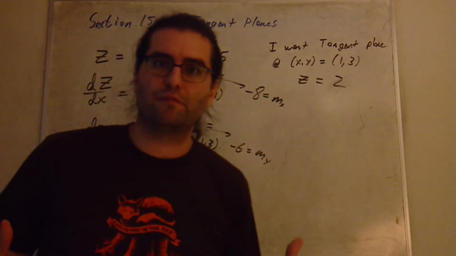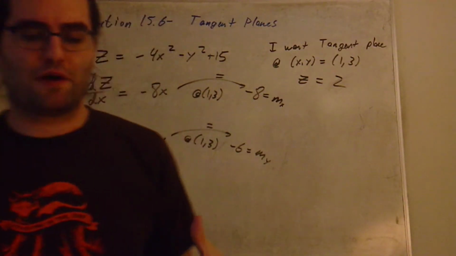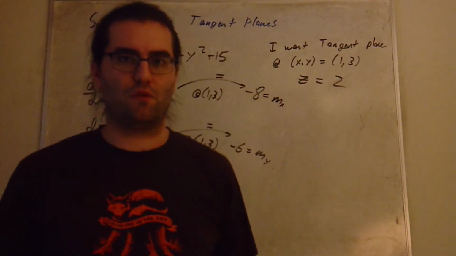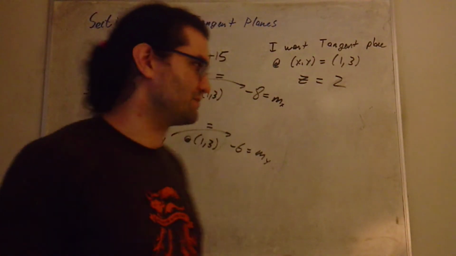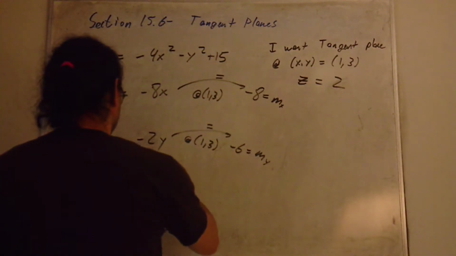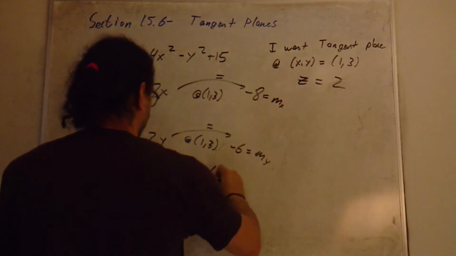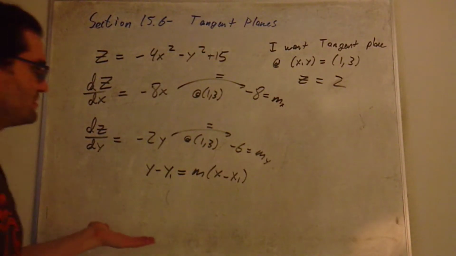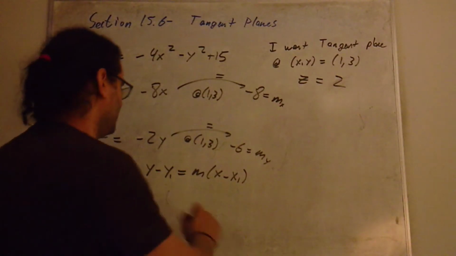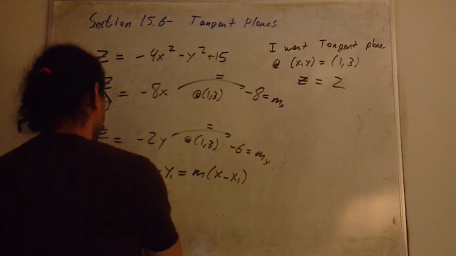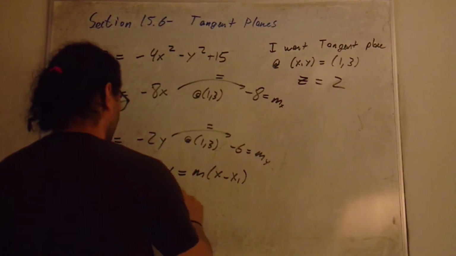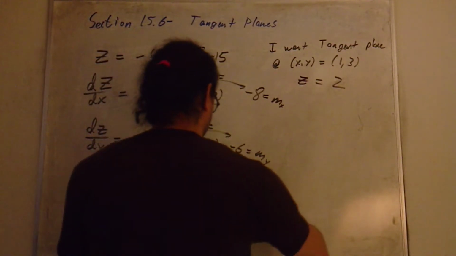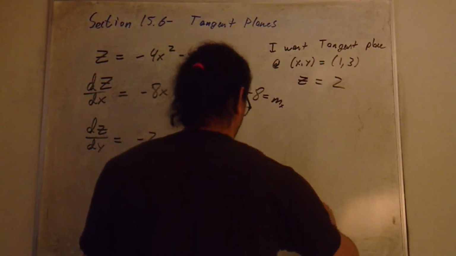There has to be something for me to plug stuff into. So let's talk about that. In 2 dimensions, we have this point slope form: y minus y1 equals m times x minus x1. This is the 2-dimensional version. So hopefully it's not too much of a stretch for you to believe me if I say that the 3-dimensional version of this is z minus z1 equals mx times x minus x1 plus my times y minus y1.